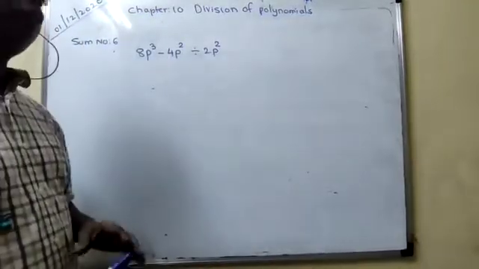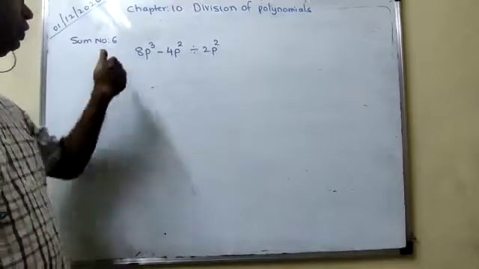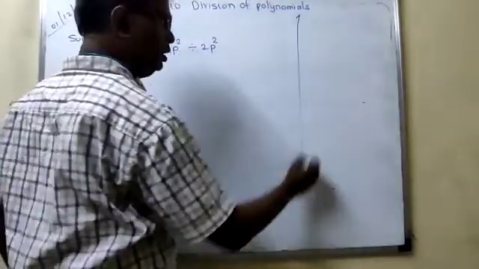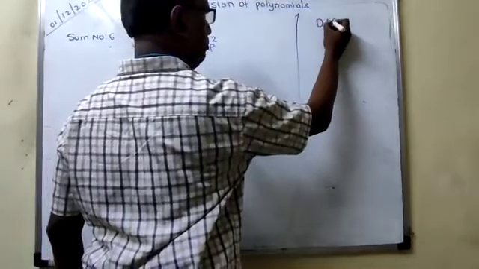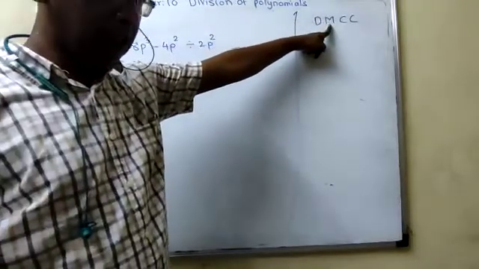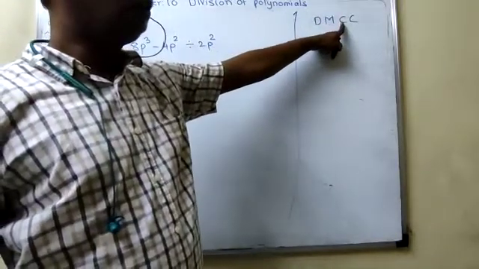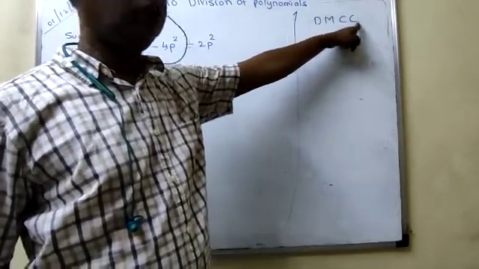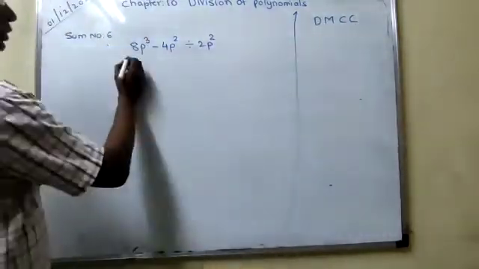Last time we did up to the fifth sum. We'll continue with sum number 6. I told you the rule. What was the rule? D, M, C, C. What does D stand for? Division. M stands for multiplication. C stands for change of sign. The other C stands for cancellation.